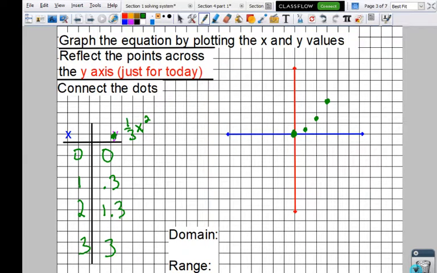Do I have a parabola? What is a parabola supposed to look like? Like a U, right? Sometimes it's flipped upside down and it looks like a hill, right? So, what I have right now is half of a parabola.